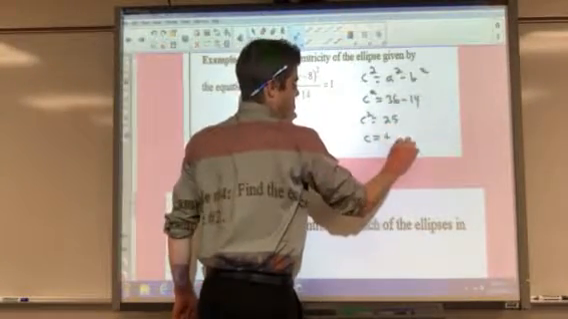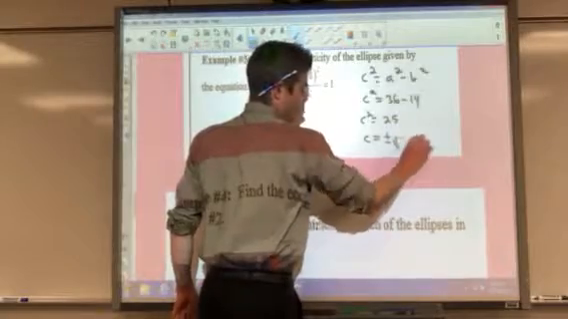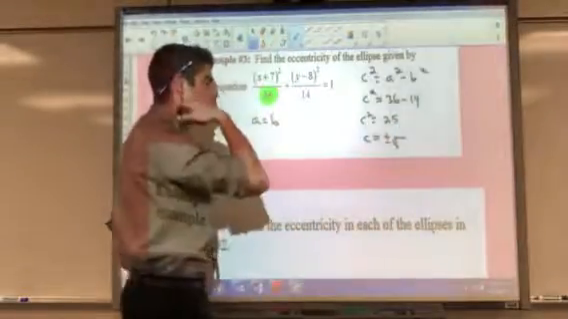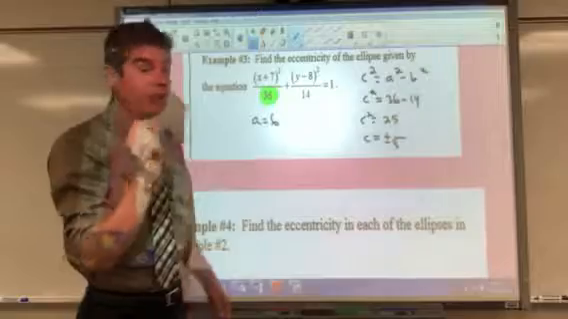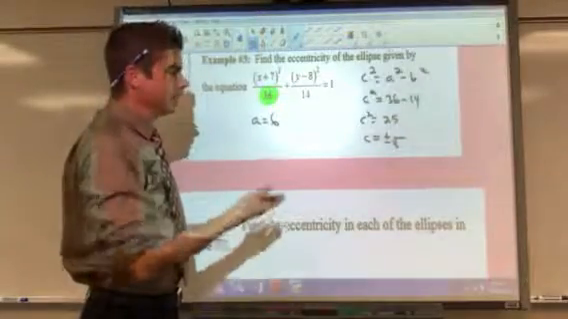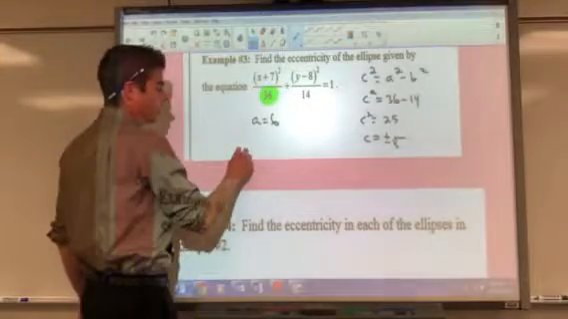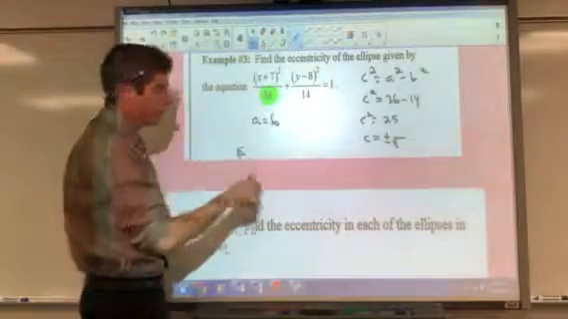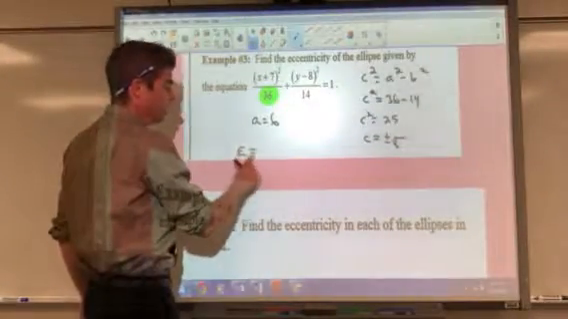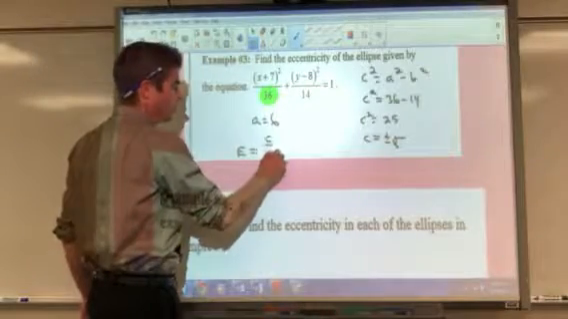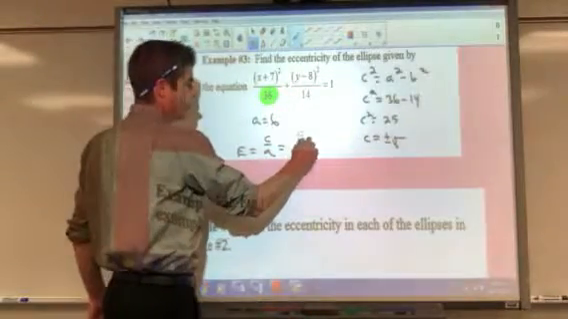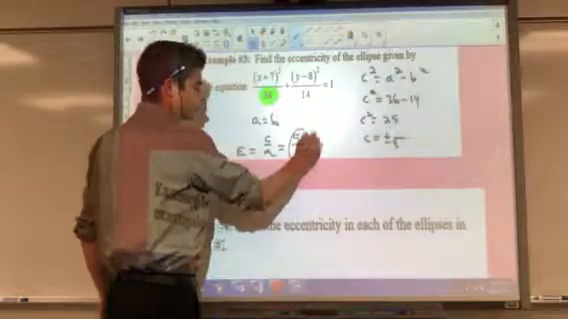C, normally I think about it as root 25, which is 5, is a plus or minus. But since it's just a ratio of distances, I think of just the positive value I need. So my eccentricity, I'll call it capital E, not to confuse with the lowercase exponential number. E is equal to C over A, which is equal to 5 over 6.